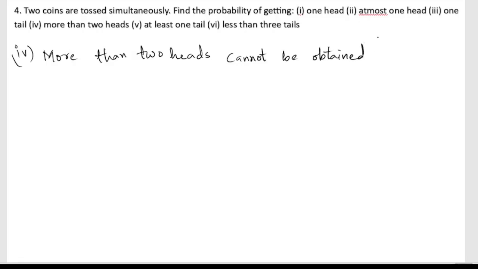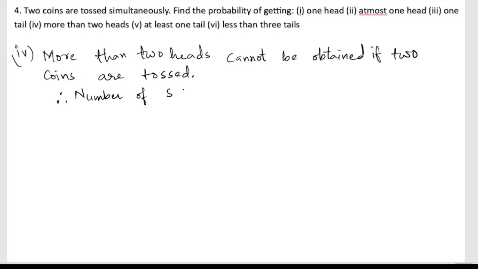It cannot be obtained if two coins are tossed. That means to get more than two heads, we need to toss three coins. If we are tossing two coins, then it is impossible to get more than two heads. So therefore the number of success is 0.